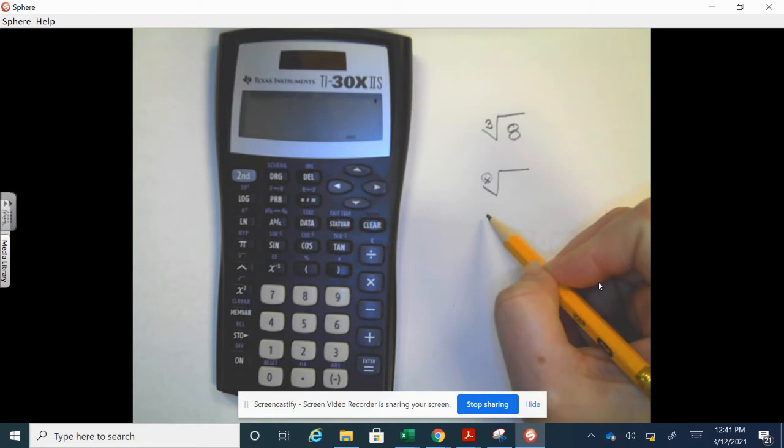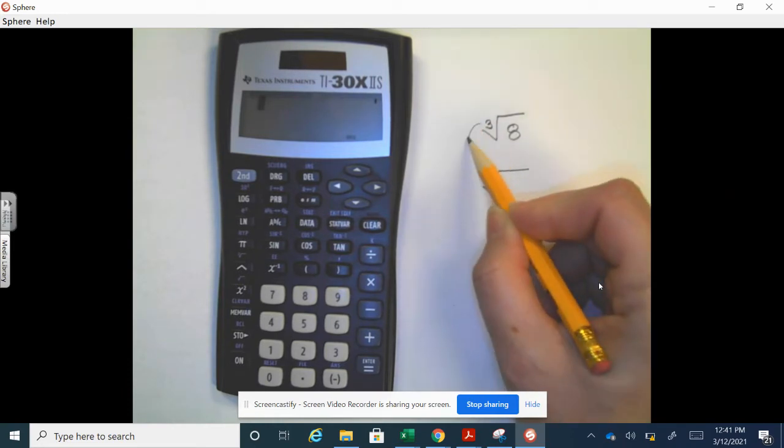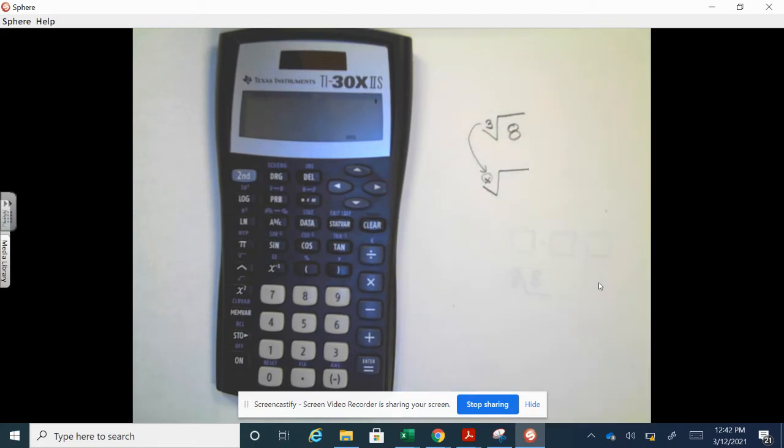We need to be able to tell the calculator that we need a 3 placed in the position of the x because we want the calculator to take the cube root. Cube means 3, the cube root of 8. So this is going to look a little different than taking the square root.